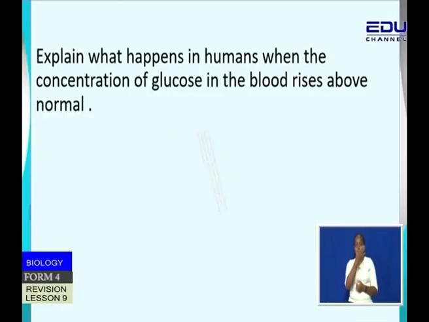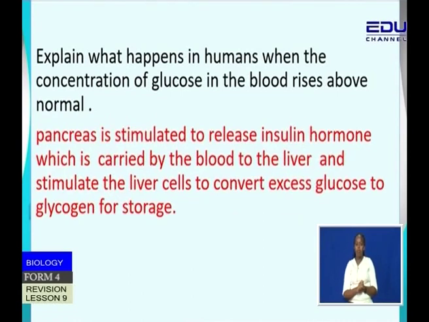So what is expected of us in the answer to that question? So again, we have our question there. So what is expected in that answer? That when the blood glucose level rises above normal, the pancreas is stimulated to release insulin hormone, which is carried by the blood to the liver and stimulates the liver cells to convert excess glucose to glycogen for storage.